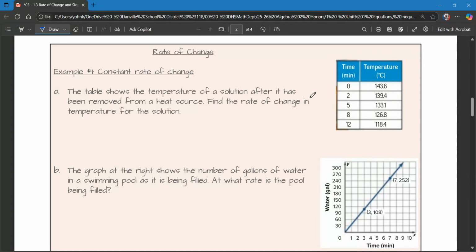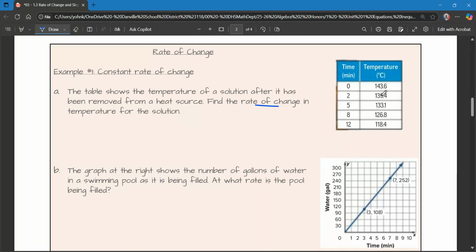So what this table is saying is at time 0, the temperature of the solution is 143.6 Celsius. By the time you get to 5 minutes, it's down to 133.1. By the time you get to 12 minutes, it's down to 118.4. When you want to find the rate of change, I want to know how fast is the temperature going down.